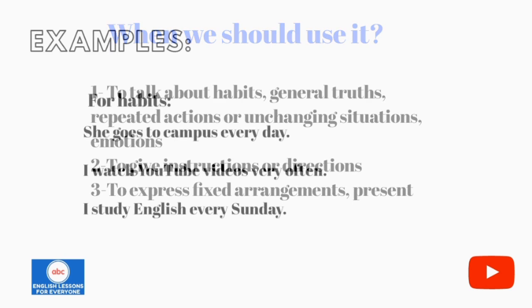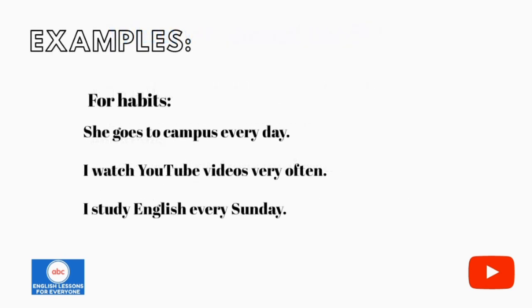In the first set of examples, we're talking about habits. In the first example: she goes to campus every day. Habits are activities that we do every day or on a regular basis. It doesn't have to be every day. It could be every year, every month, every week, every Saturday, every minute, all the time, often, always. All of these imply habits or repeated actions. So: she goes to campus every day. I watch YouTube videos very often. I study English every Sunday.